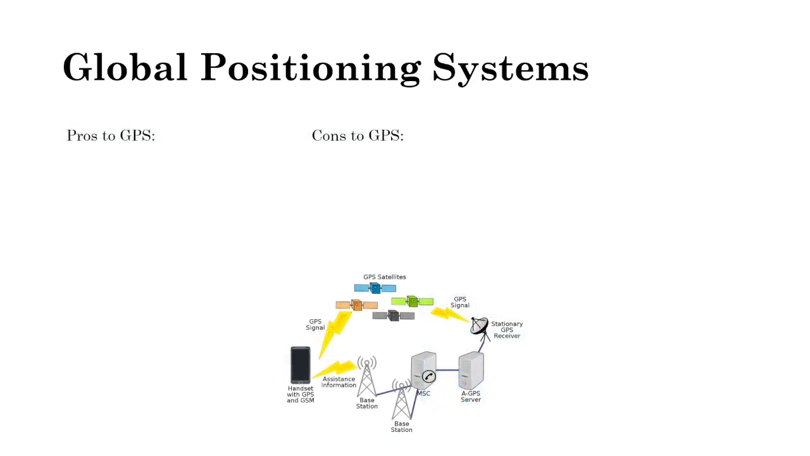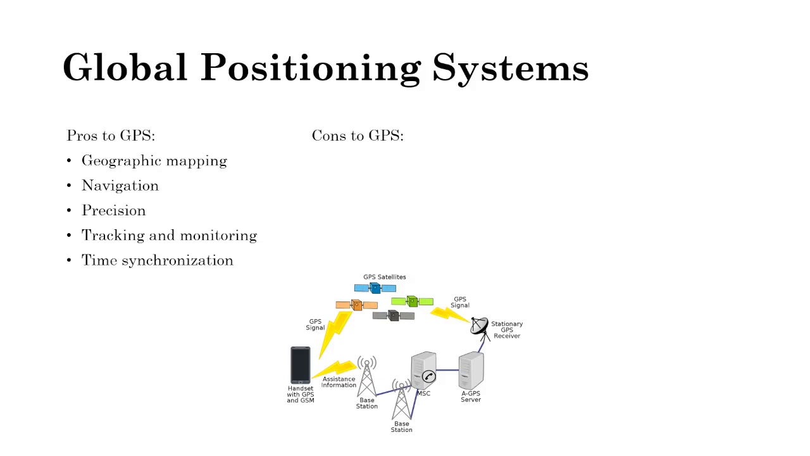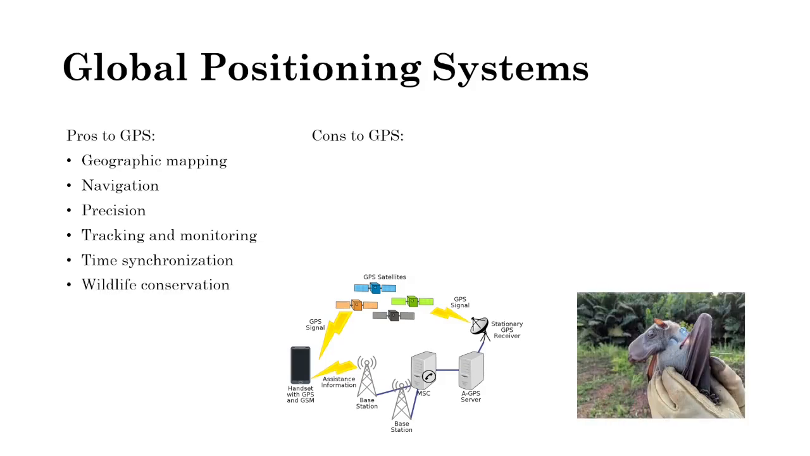Now, there are some pros and cons to using a GPS system here. This is kind of a diagram to show how they work a little bit. So these pros can include geographic mapping, as well as just navigation, precision. They're very accurate. Tracking and monitoring people and events, as well as being very time accurate. You can conserve the wildlife.